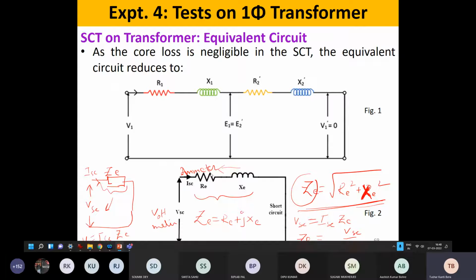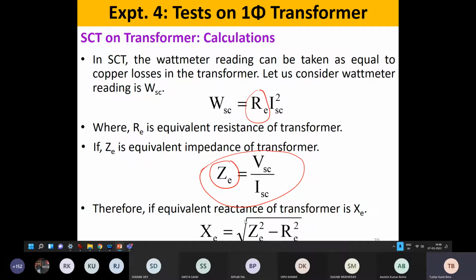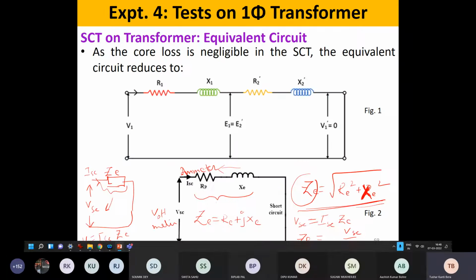So this will be Z equivalent, and this entire drop is coming here. So Z equivalent will be VSC divided by ISC. Now if Z equivalent and R equivalent are known, then automatically we can get the X equivalent, because Z equivalent equals R equivalent plus jX equivalent.